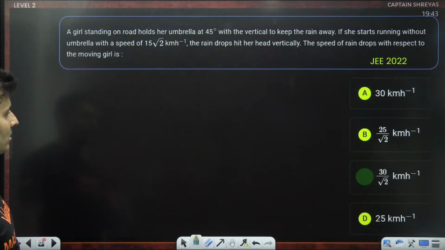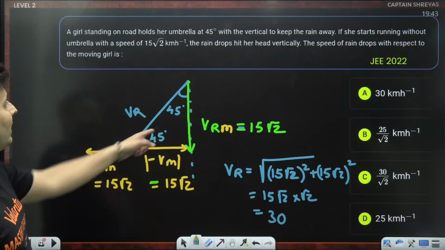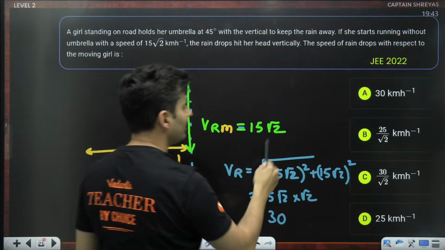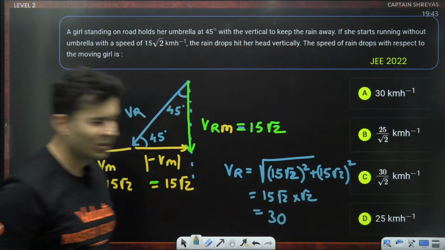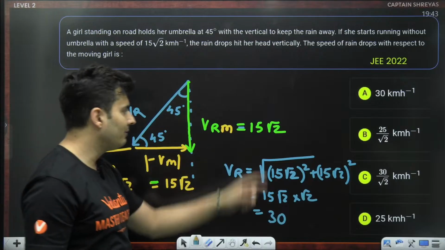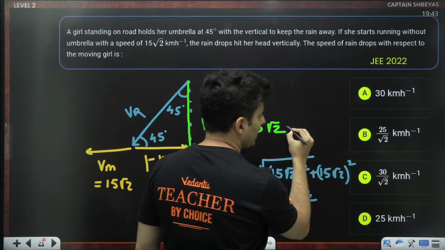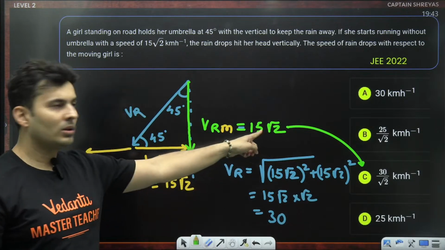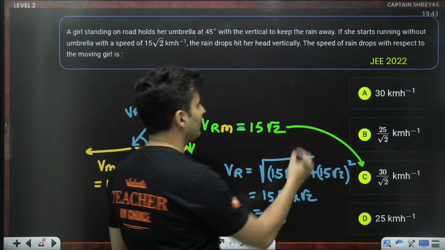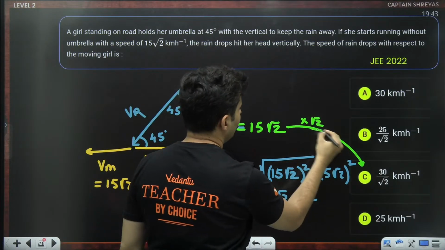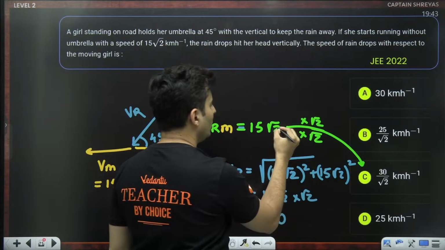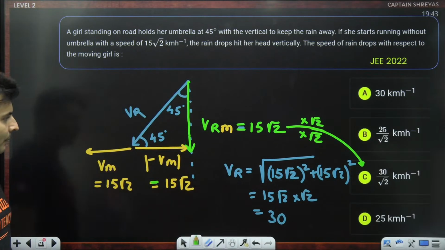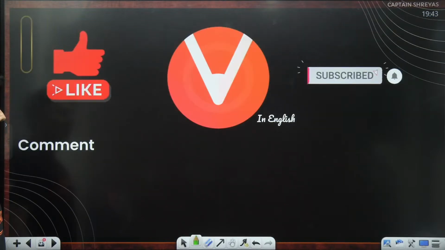Yes, 30. Oops, did we do something wrong? Oh, we had to find VRM. We just had to find the velocity of the rain with respect to the moving girl, which is 15 root 2, which is also 30 by root 2. Yeah, we didn't have to find VR, we had to find VRM. So VRM is basically 30 by root 2. We can just multiply by root 2 and divide by root 2, you'll get the same thing. Root 2 into root 2, 2. 2 into 15, 30. Root 2 remains below. Cool? Everyone? That's the answer to that question.